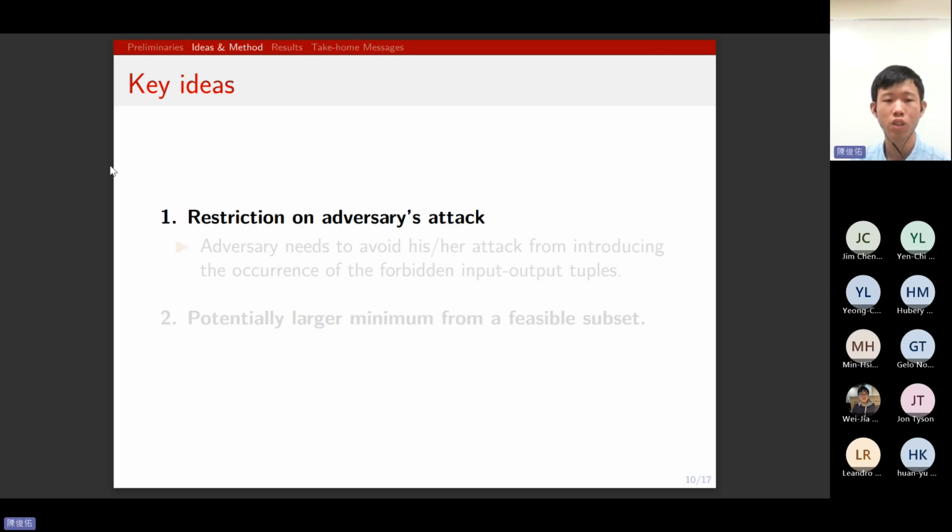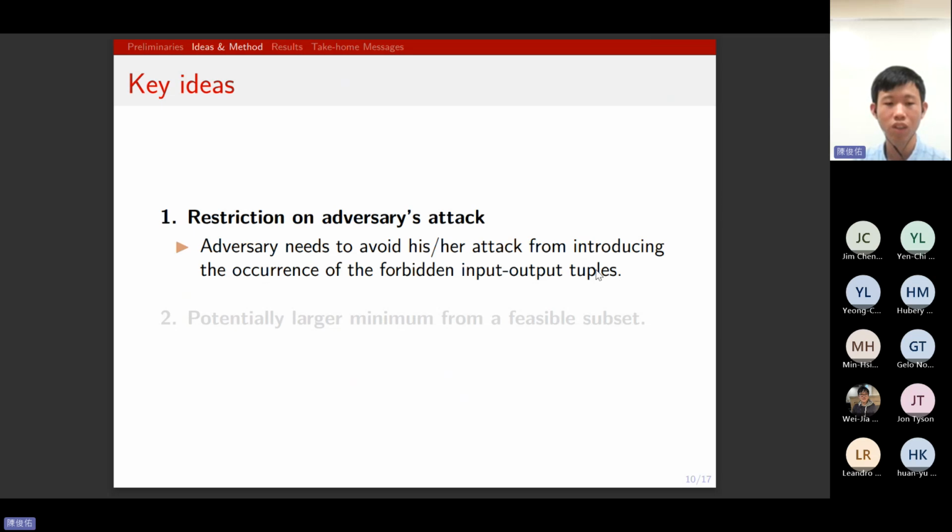So here I want to share two high level ideas to help you appreciate and make it clear how adding this zero probability constraint works. The first idea is that by adding the zero probability constraint, or even some other constraint, we can set a restriction on the adversary's attack. But it's more obvious with this kind of zero probability constraint, because the adversary needs to avoid his or her attack from introducing those forbidden input output tuples.